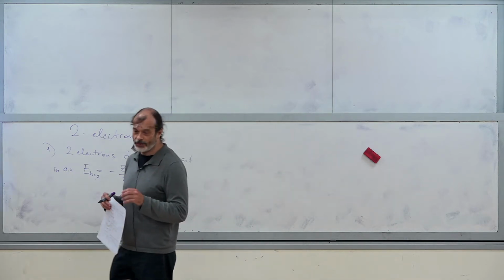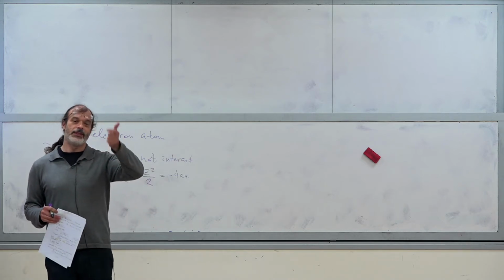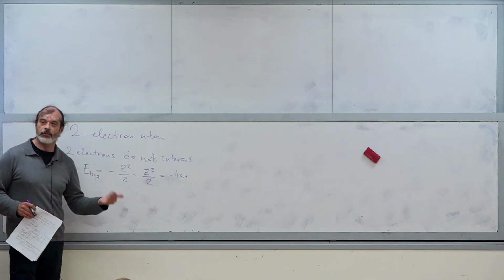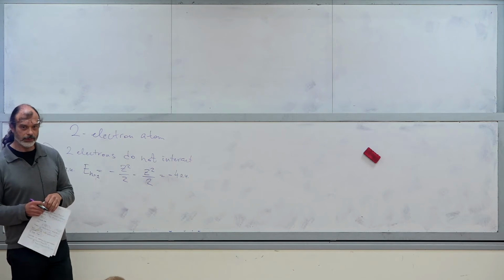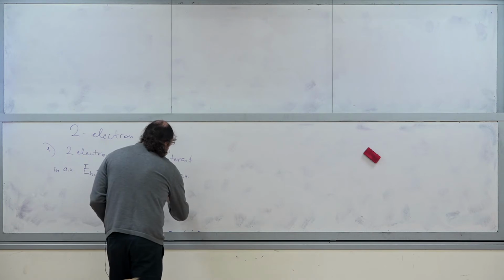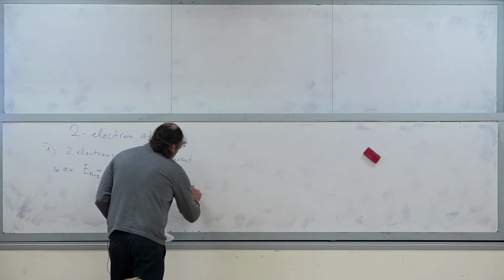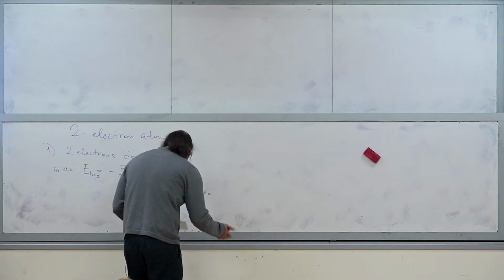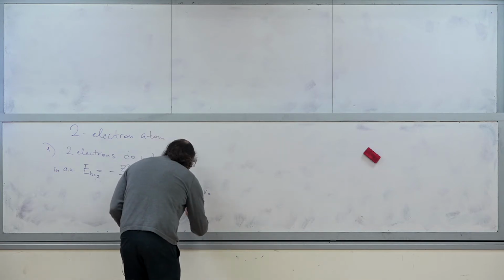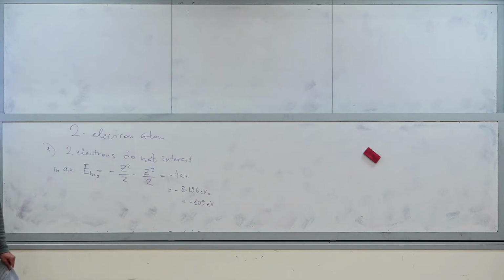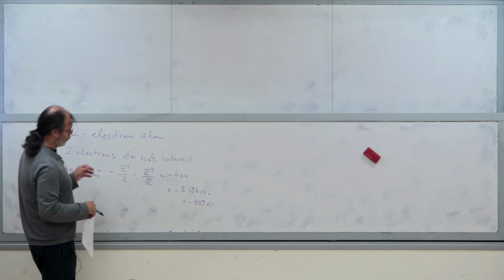I remind you that the atomic unit of energy is 2 times the ionization energy of the hydrogen atom. The ionization energy of hydrogen atom is 13.6 electron volt in real units. So here we have minus 8 multiplied by 13.6 electron volt, and we come to the conclusion that this is minus 109 electron volt. That's the binding energy of the system, right? So that was easy, nothing crazy.